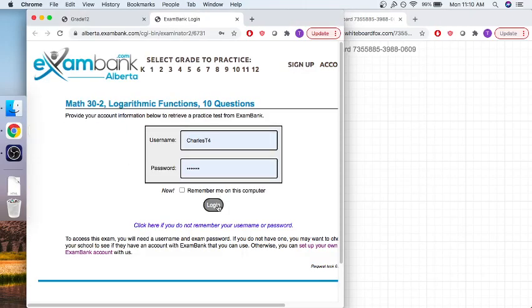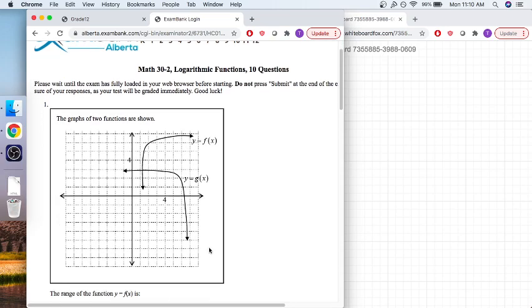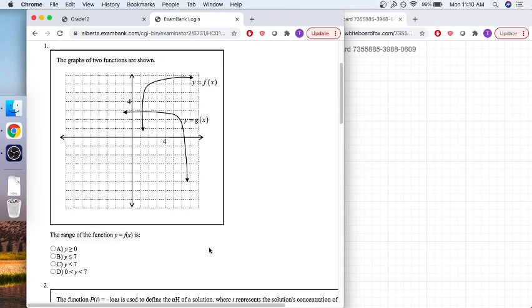Okay, today we are going to be working on Math 30-2 logarithms. It's going to be test 1. The graphs of two functions are shown, y equals f of x, y equals g of x.